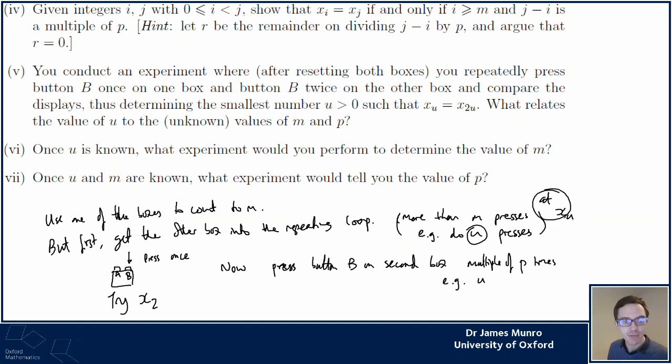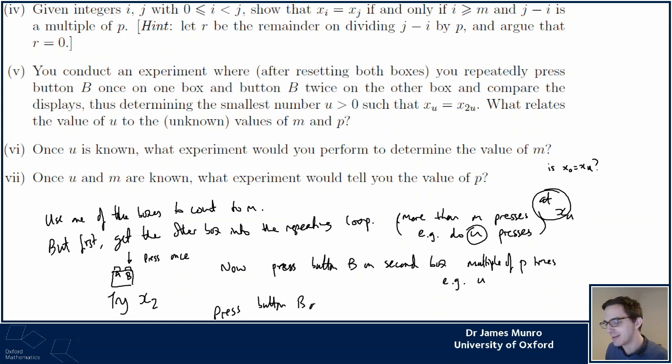okay. Now we're ready to start looking for the loop. We've got one box at XU and one box that we haven't started yet. I suppose we could check, is X naught equal to XU? If so, then M is equal to zero or something, right? Because that number's repeated.